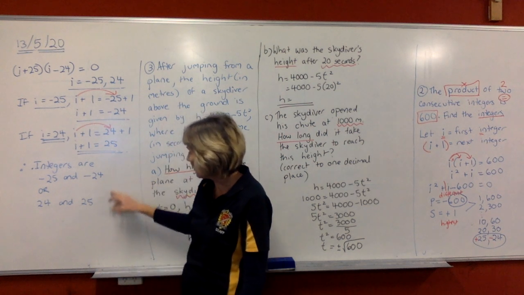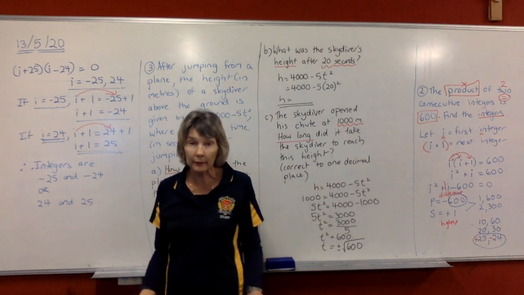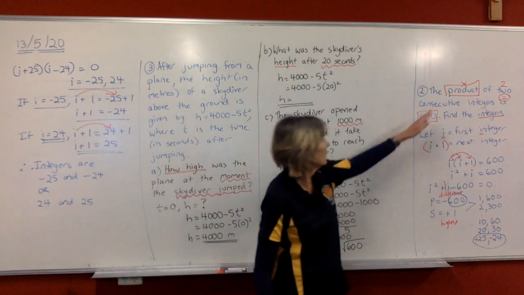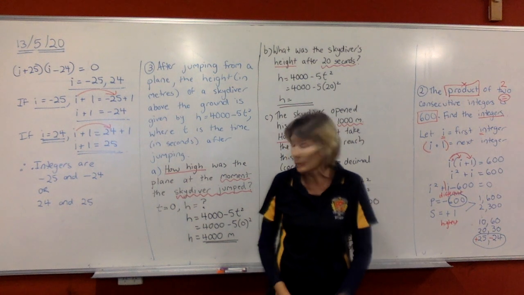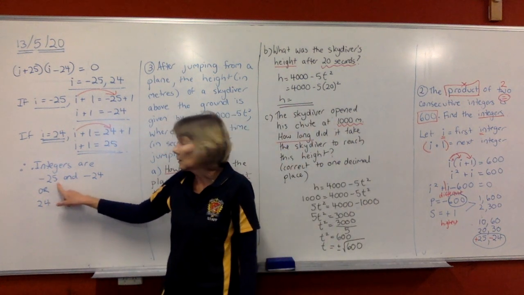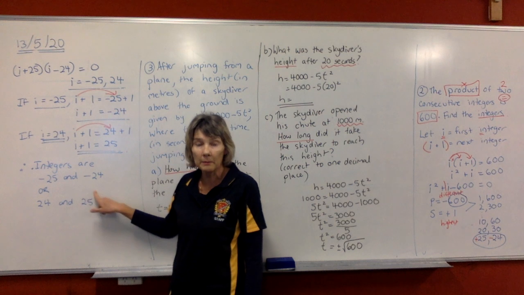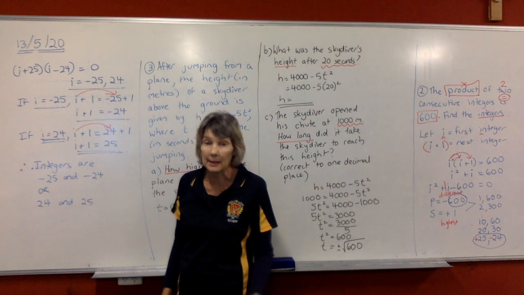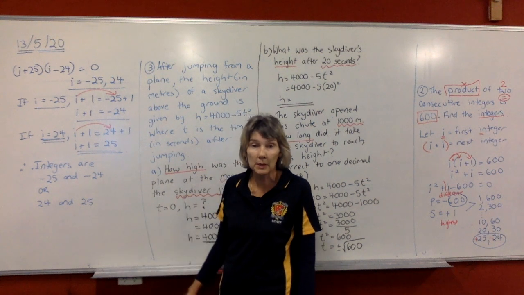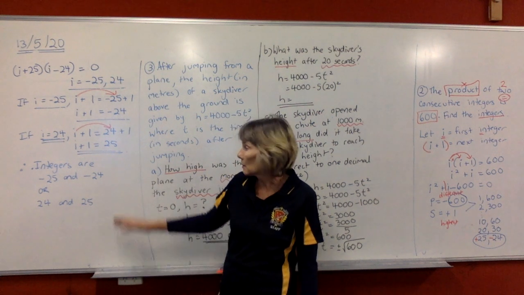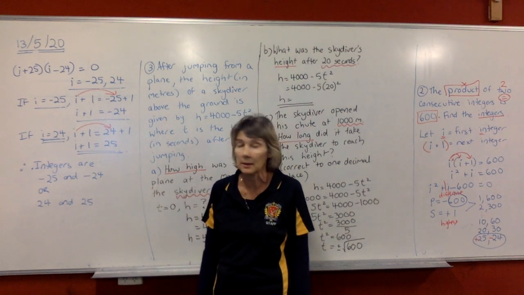Okay, so when you get to your answer, if you wanted to check this, all you would do would be go back and ask, does the product of the two integers equal 600? You just get your calculator, multiply them, and see if it equals 600. It does. Then get these and multiply them on your calculator and see if it equals 600. It does too. So we have two possible pairs of answers.